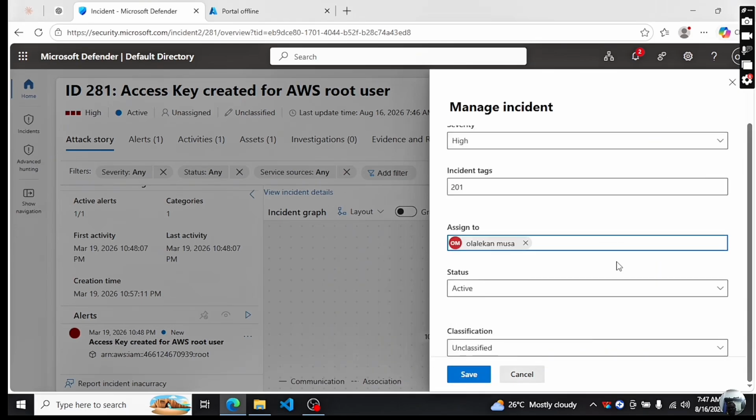This is very, very important. You need to assign it to yourself because if you don't, another SOC analyst, security analyst, may actually be working on this. So to prevent two analysts from working on the same incident, you need to assign it to yourself. Then you need to change the status from active to in progress because now you are not just looking at the incident. Now you want to work on it.